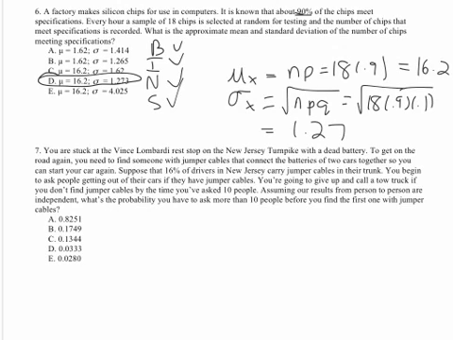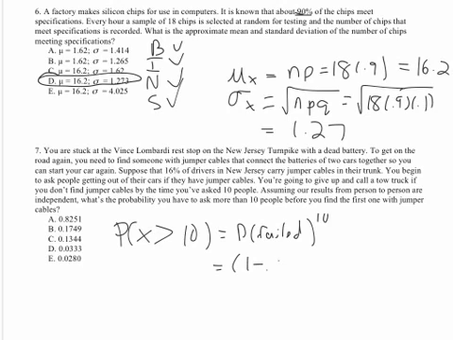Now that we know we have something that's geometric, we're finding the probability that it takes us more than 10 people, which would mean the only thing we know for sure is that we failed 10 times. Well, the probability of success is 0.16, so I want to take 1 minus 0.16, to the 10th power, or 0.84 to the 10th power. And that should be 0.1749. Should be B.